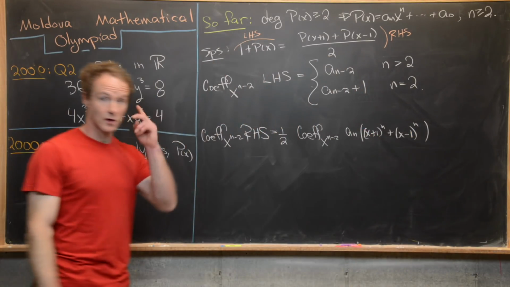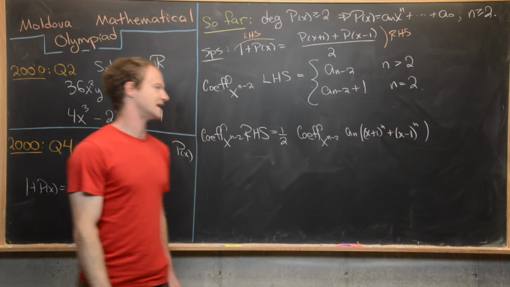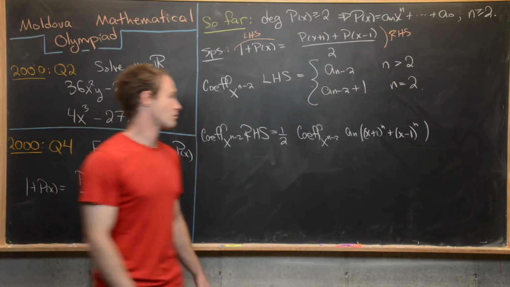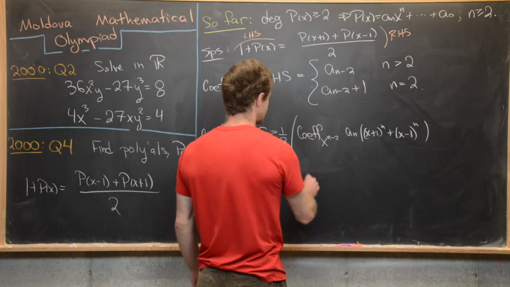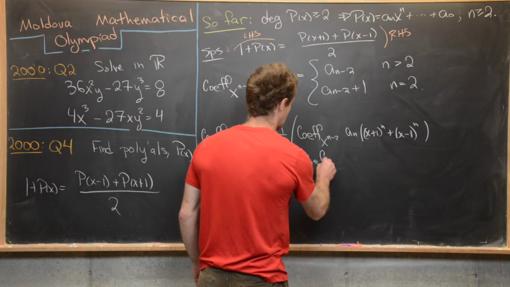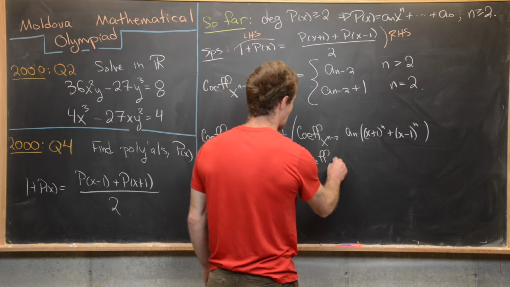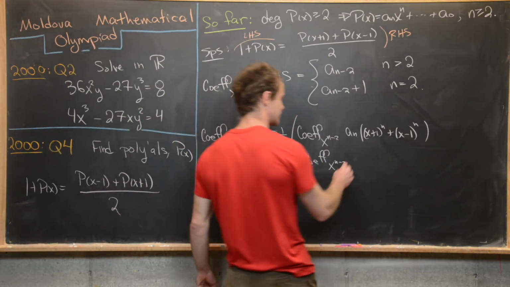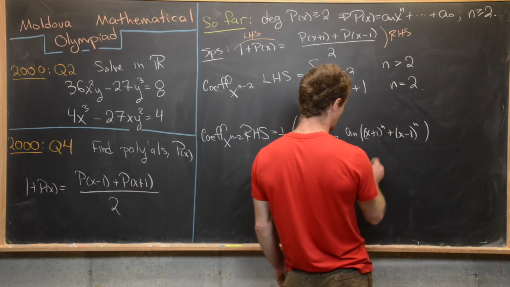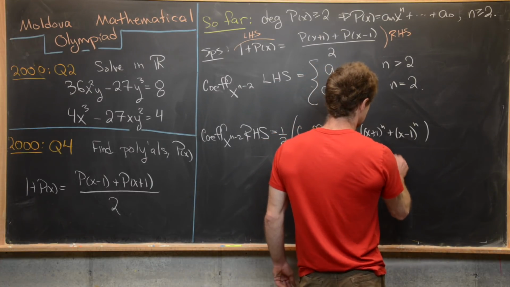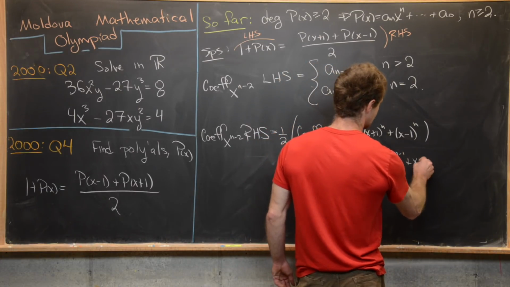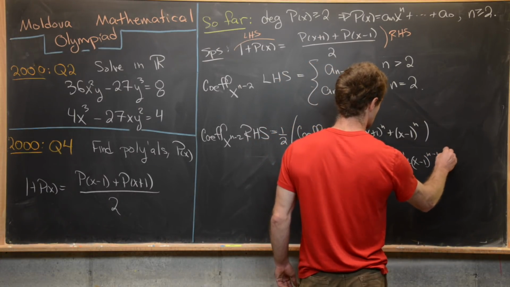Great. So we'll have a coefficient of x to the n minus 2 in that binomial expansion of each of those. And then we'll also have one in the next term down and the next term down. So the coefficient of x to the n minus 2 in a sub n minus 1 times x plus 1 to the n minus 1 plus x minus 1 to the n minus 1.